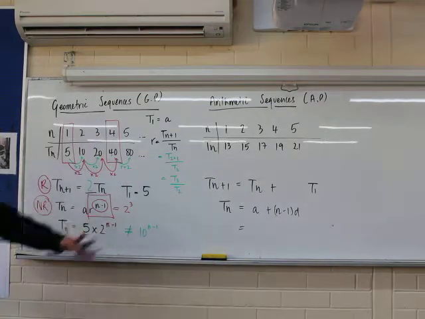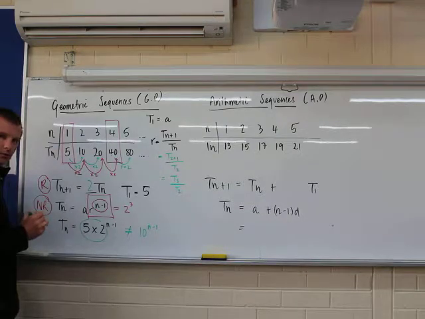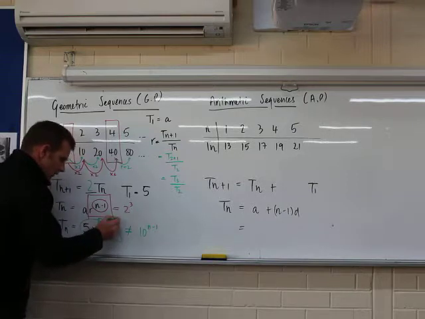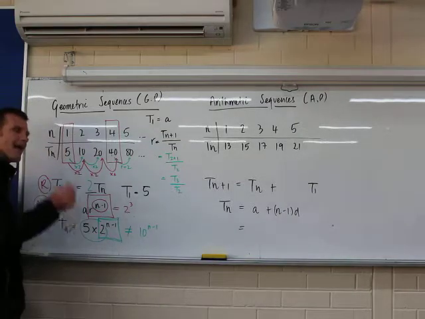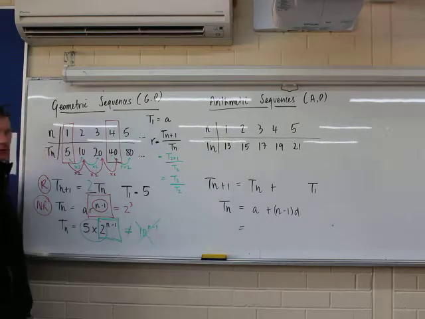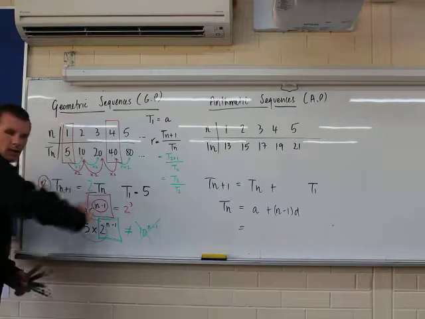No good, don't do it. You can't multiply these two together because BIMDAS would say brackets, indices, I've got to do that part first, and then multiply by 5. This is no good. Don't fall into that trap. Don't do that one. Geometric here. Lots and lots of stuff there.